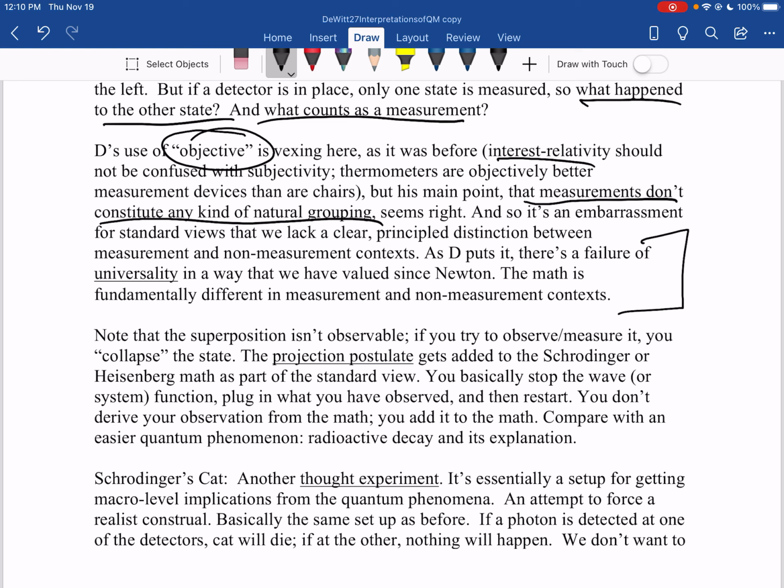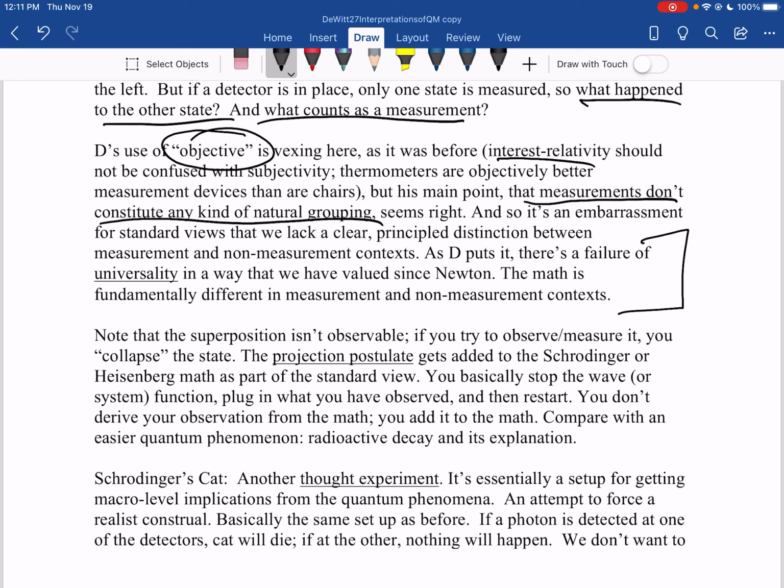Quantum theory looks like it's backtracking from the standpoint of universality. The math is fundamentally different in a measurement context than it is in a non-measurement context. We do not have a broader category of math that will apply to both contexts. And so rather than making the kind of progress that we saw as Newton is able to use the same laws to cover more and more phenomena, here, as we try to cover the phenomena, we have to divide things in a way that we don't have a principled account for handling.